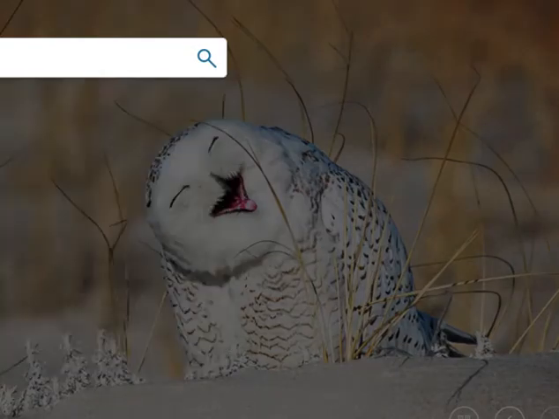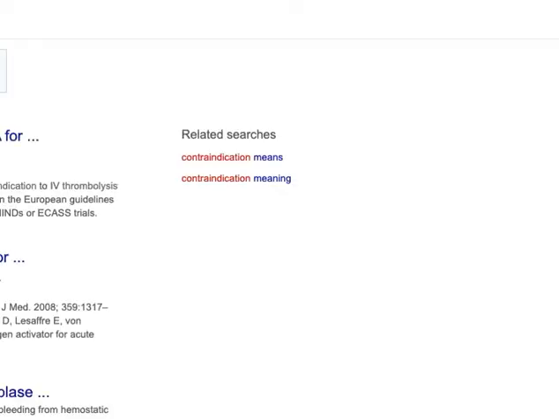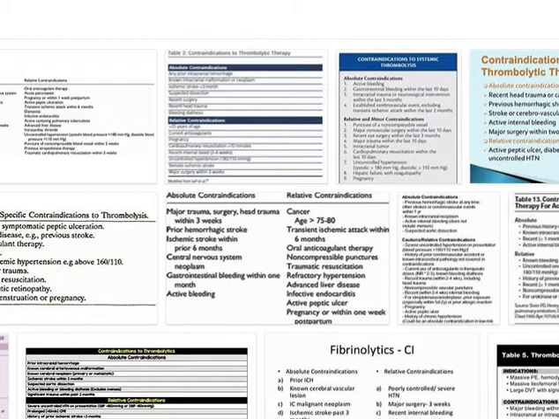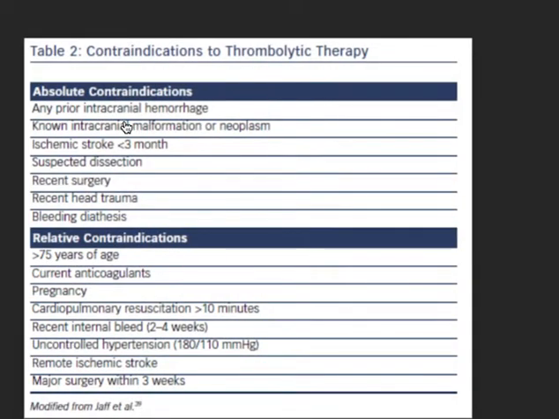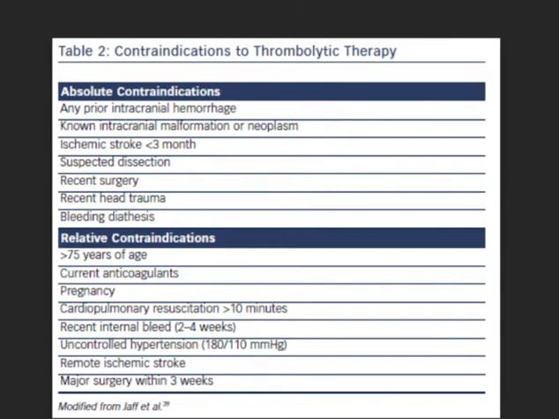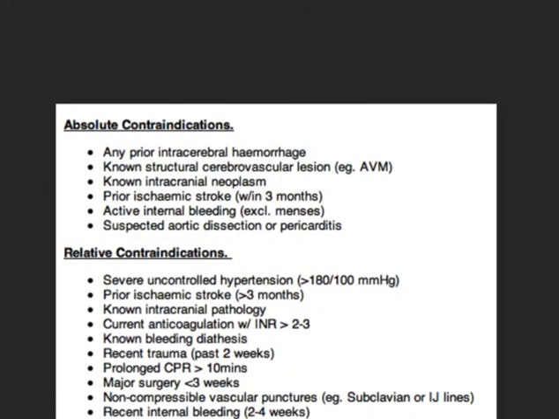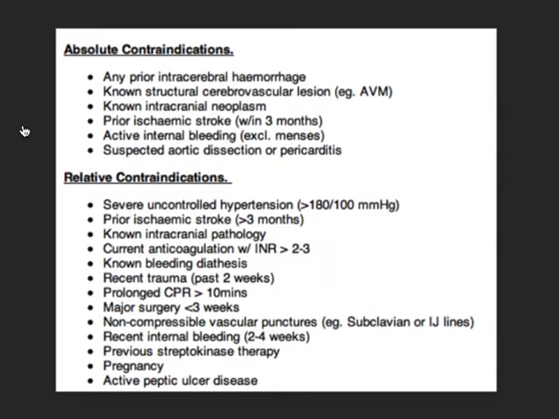Contraindications for thrombolysis. Very, very important things, guys. This is important to remember. You can see here, anyone who has prior intracerebral hemorrhage, any known intracranial malformation, ischemic stroke less than 3 months ago, suspected dissection, recent surgery, recent head trauma, bleeding diathesis, and then there are relative contraindications, right? Different books have this, and more or less all of them are the same.